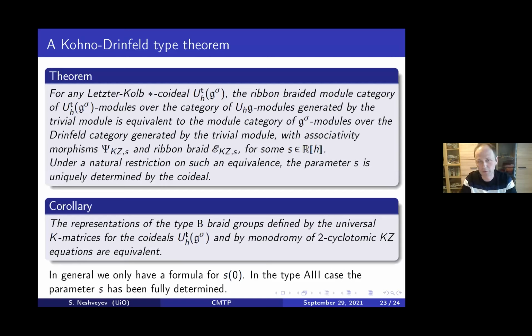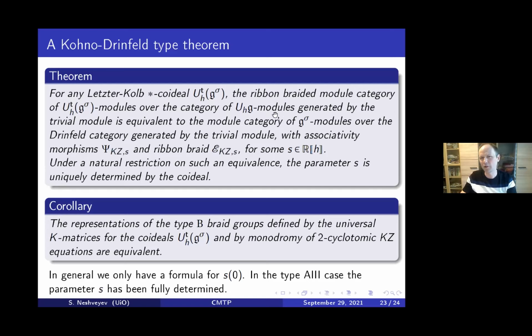So this is our main result. The claim is the following. You start with any coideal. And then you consider the ribbon braided module category of modules over these coideals. It's a module category over the category of modules over the quantized universal enveloping algebra. More precisely, you don't want to consider the entire category, because of that non-simplicity, because of that central element in the Lie algebra, you actually have a lot of bad modules. So you don't want to consider it.